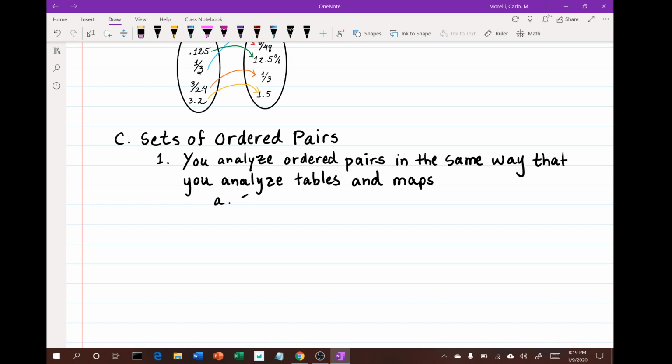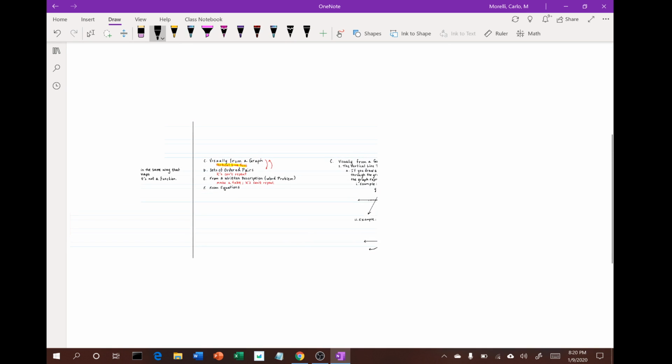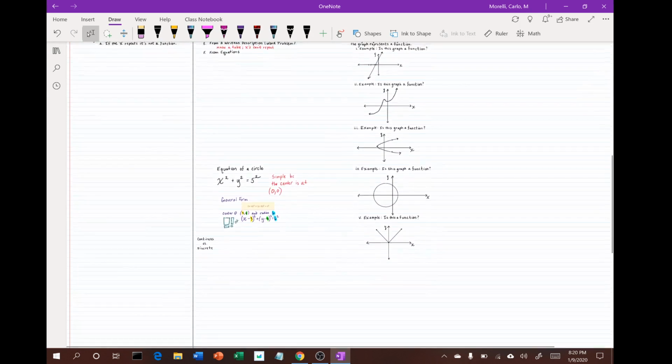Well, I should say this. If the x repeats, it's not a function. Oh, you know what? Okay. That reminded me that we totally forgot to do one graph type that's super important.